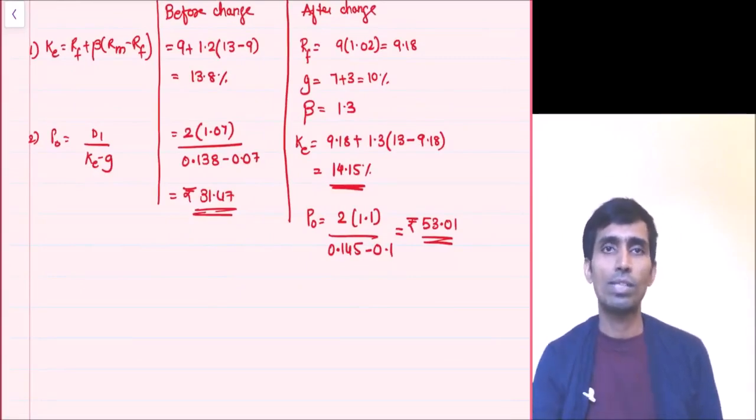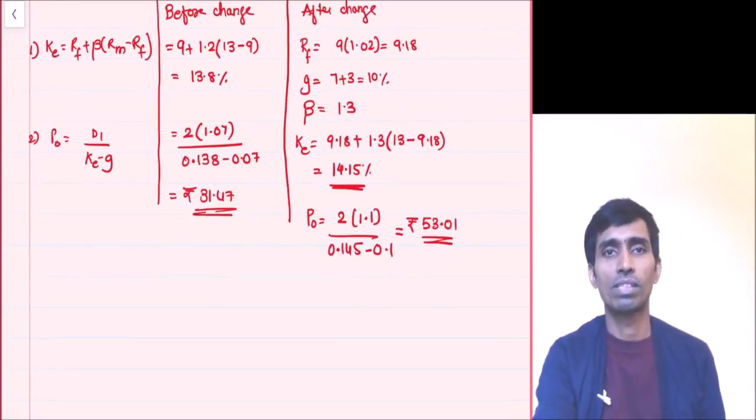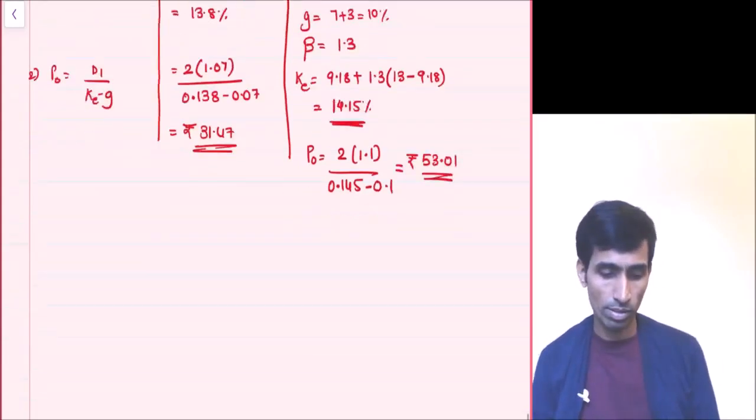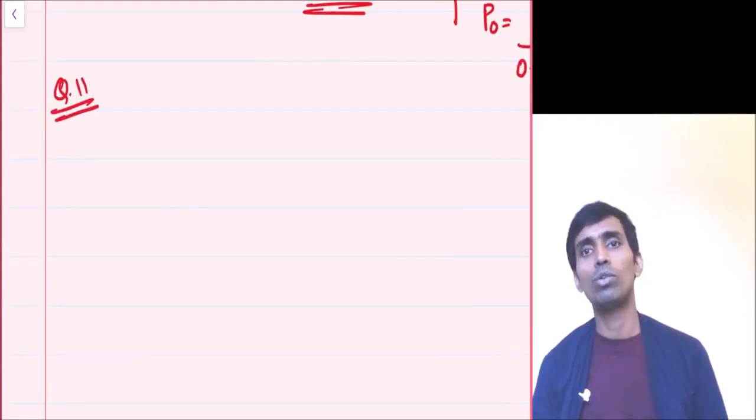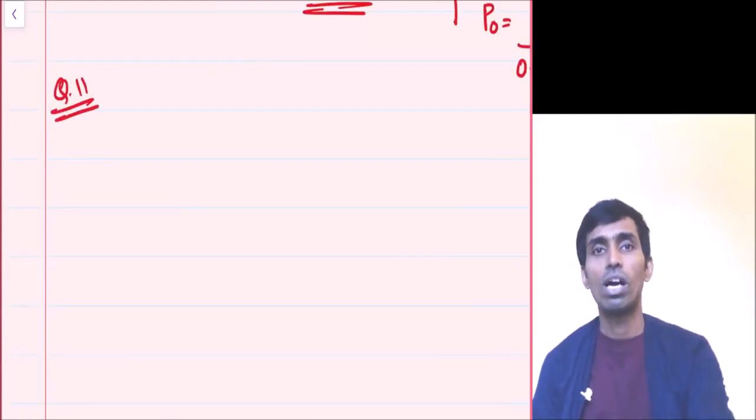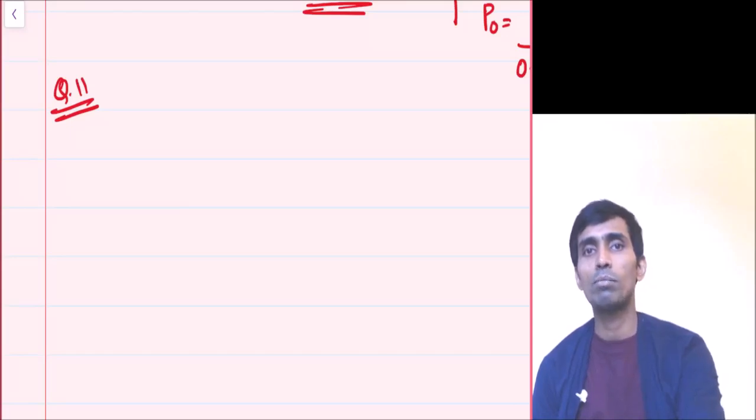Question number 11. A company has a book value of 137.80. ROE is 15%. It follows the policy of retaining 60% of its annual earnings. If the opportunity cost is 18%, what is the price under the perpetual growth model? Perpetual growth means Gordon's model. So we have to apply Gordon's model.